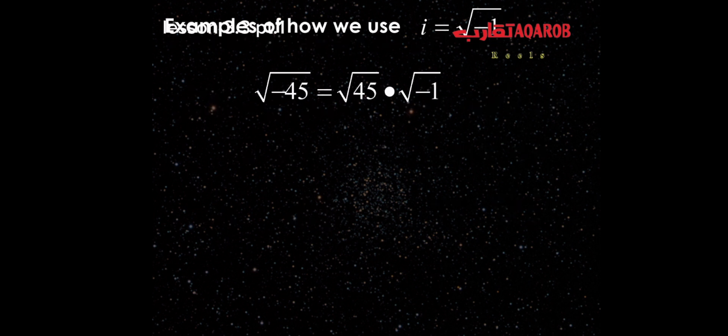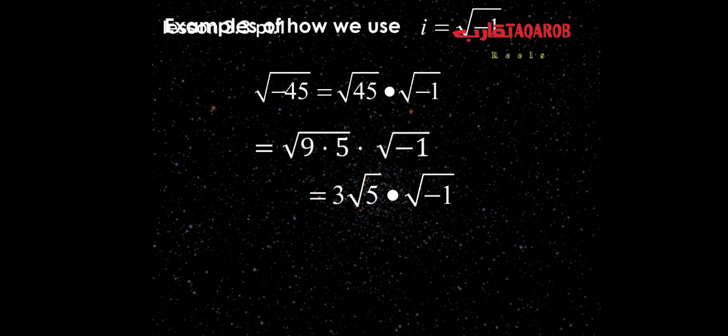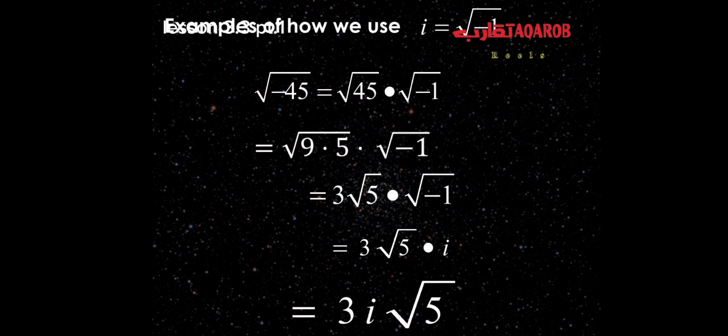Now, how can we use the square root of negative 1? For example, if we are looking to find the square root of negative 45, I will immediately take the square root of negative 1 outside and say it's equal to i. Then I start dealing with 45, which is equal to 9 times 5. I use 9 because it's a perfect square. Since 9 is a perfect square, the square root of 9 is equal to 3. So I send the 3 outside, and the answer will be 3i radical 5.